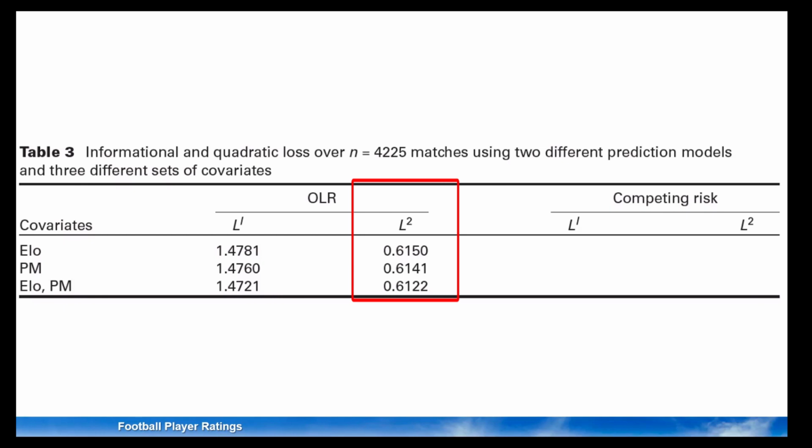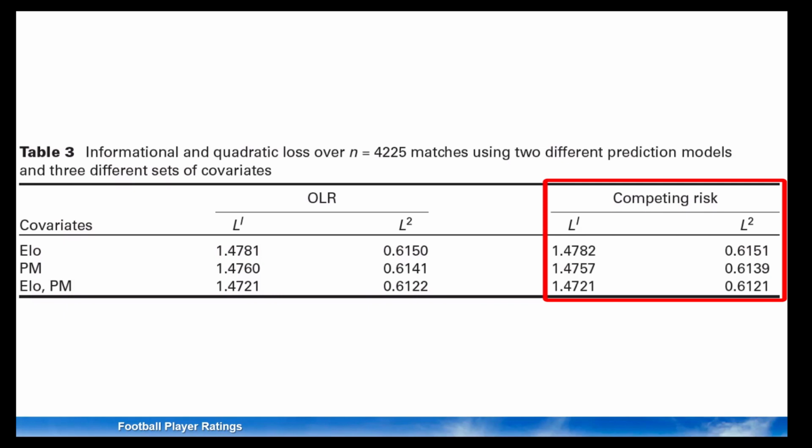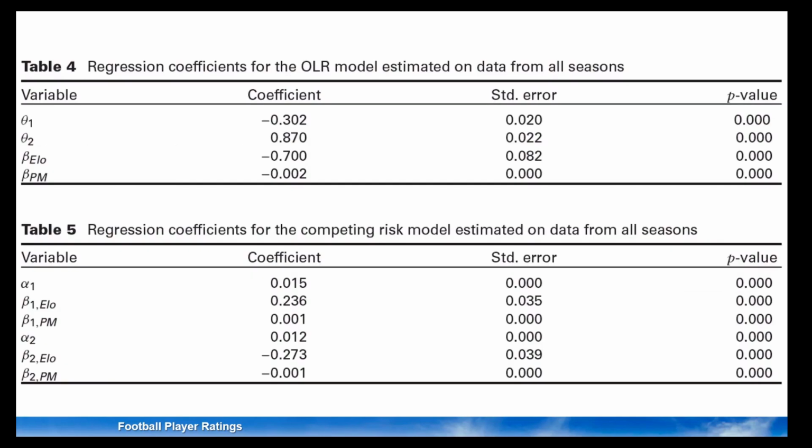And finally, if we instead use a different prediction method, the competing risk model, again, the relationships are the same for both loss functions. We may also see that the quality of predictions do not vary much between the two prediction methods. Instead, the quality of predictions is much more dependent on whether we use team ratings, player ratings, or both. We can look closer at the prediction models using both team and player ratings.